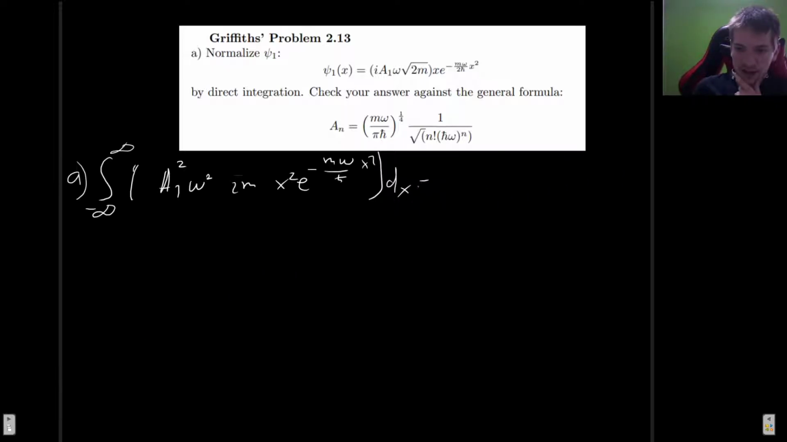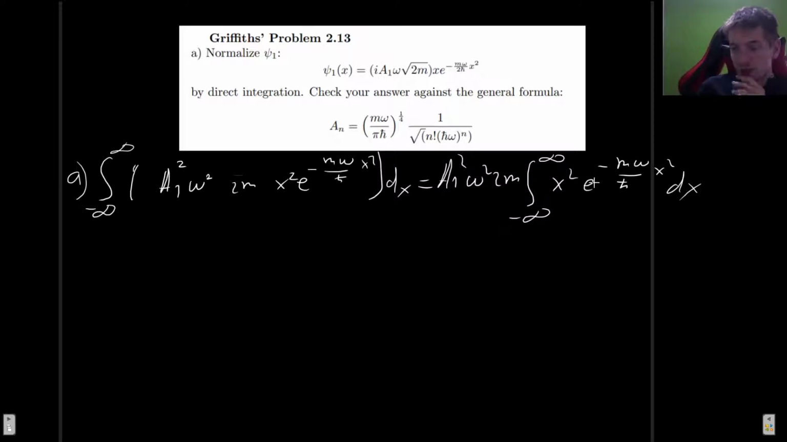So let us now take all the constants out of the integral, so we get a1 squared omega squared times 2m, integral from minus infinity to infinity of x squared e to the minus m omega over h bar x squared dx. So how do we solve this integral?